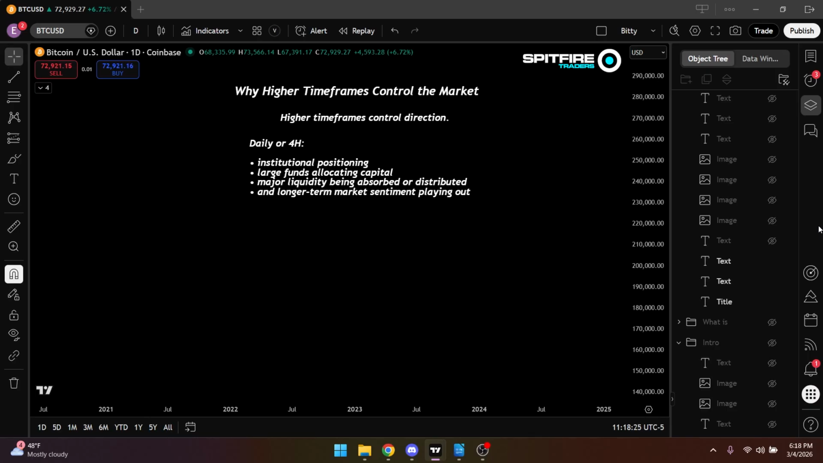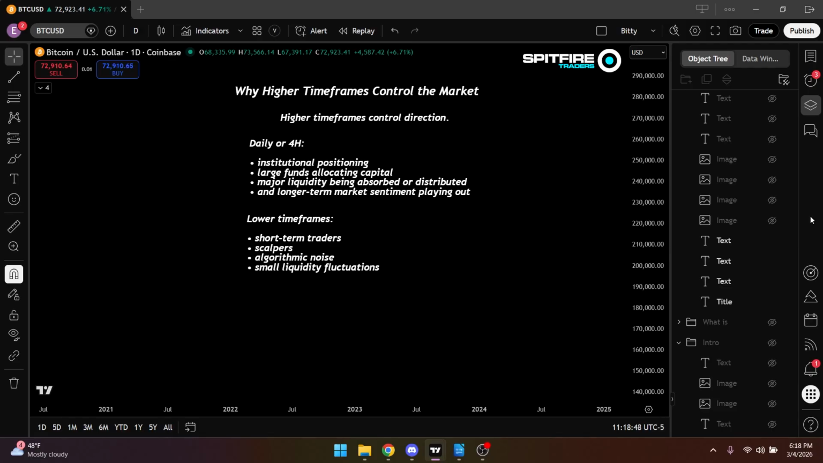These participants aren't trading for a quick 5-minute move. They are positioning for moves that can last days or even weeks. Lower time frames are heavily influenced by short-term traders, scalpers, algorithmic noise, and small liquidity fluctuations.